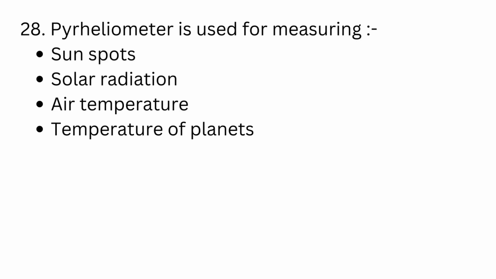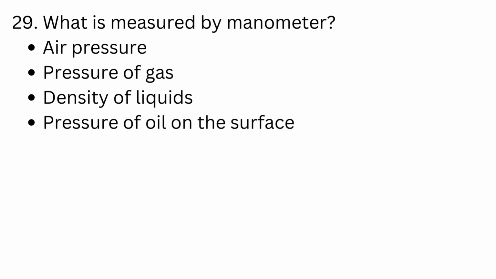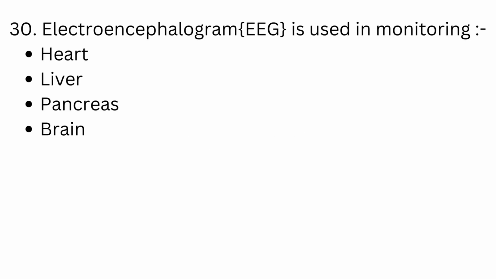Next question is, pyrheliometer is used for measuring, options are sunspots, solar radiation, air temperature, and temperature of planets. And the right answer is solar radiation. Next question is, what is measured by manometer? Air pressure, pressure of gas, density of liquids, or pressure of oil on the surface? And the right answer is pressure of gas.